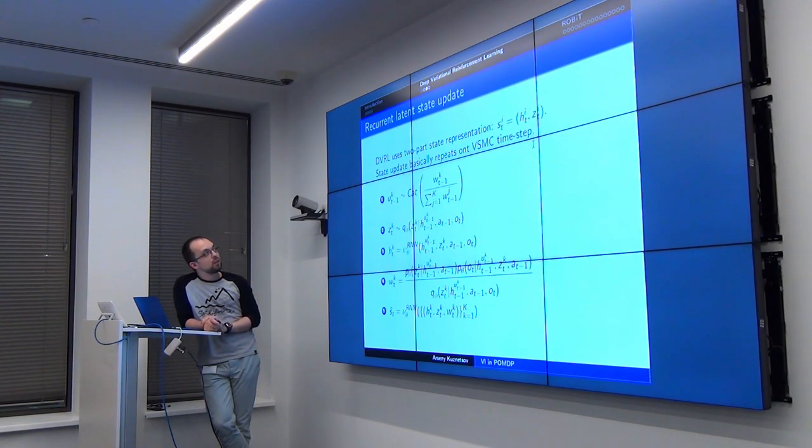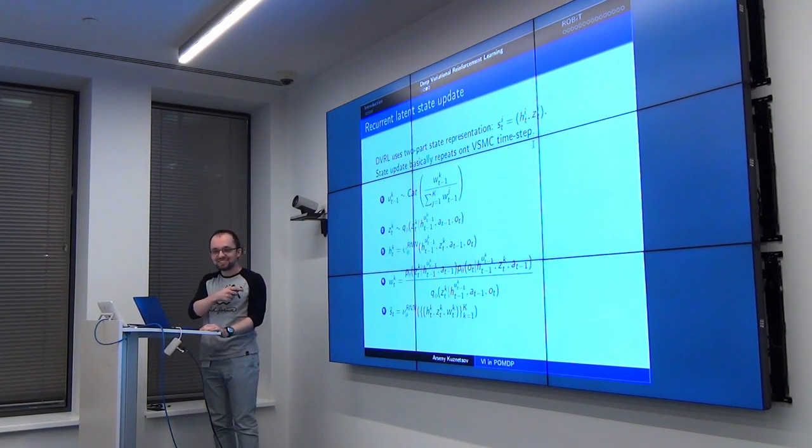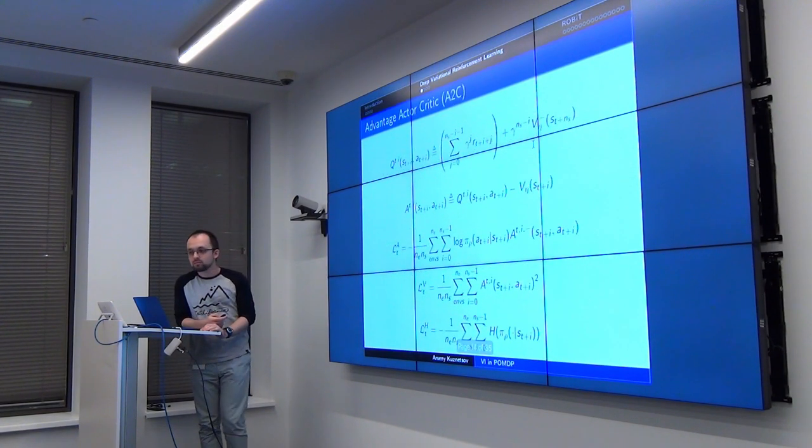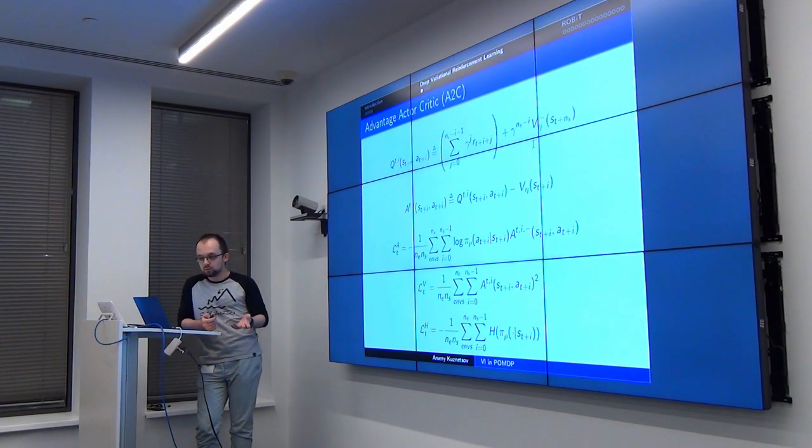There are two differences. DVRL uses a two-part state representation. S_t consists of two parts, H_t and Z_t. H_t is deterministic. Just to make it clear, the vanilla A2C works when you have a fully observable Markov decision process, and this one, DVRL, is for partially observable. Yes. Okay. So DVRL uses particle filter to estimate the underlying true state that we are in, and just puts this estimation into A2C.